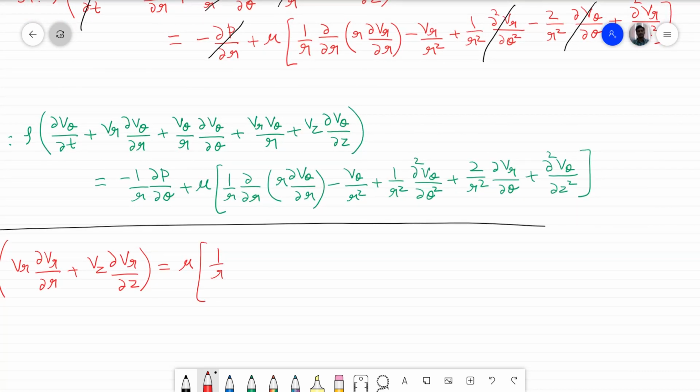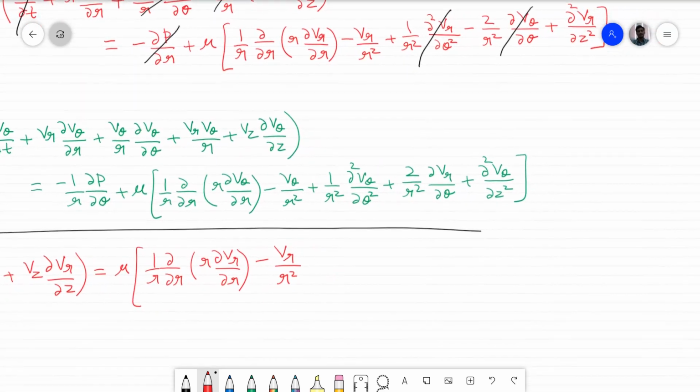(1/r ∂/∂r (r ∂Vr/∂r) minus Vr/r square plus ∂²Vr/∂z²).